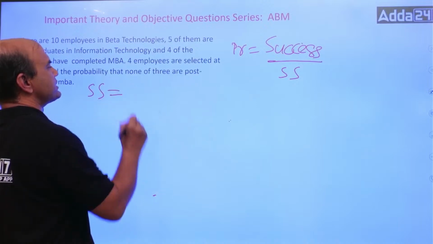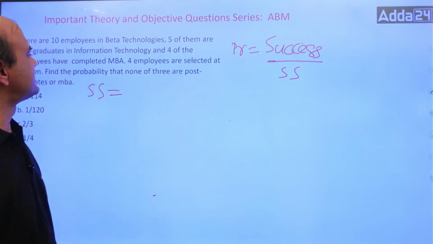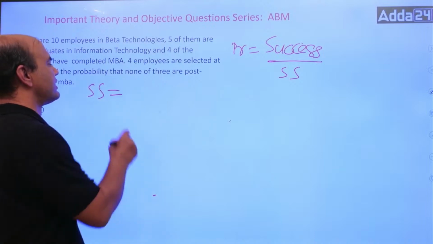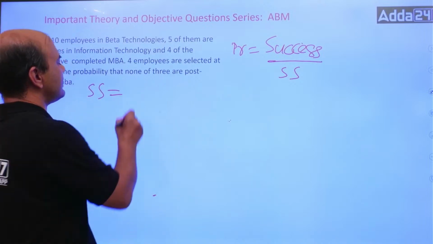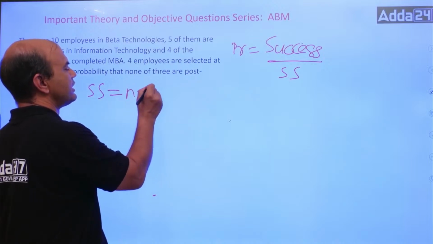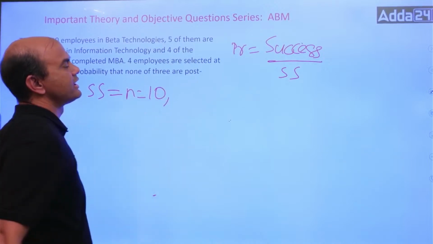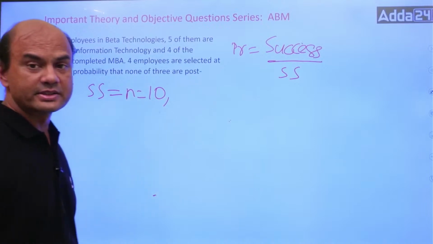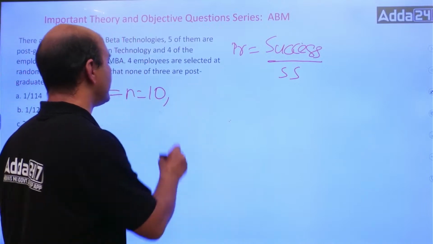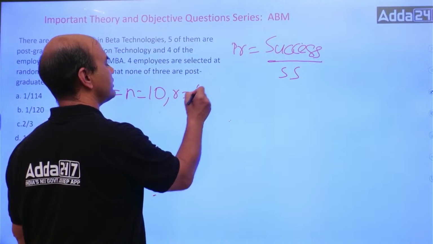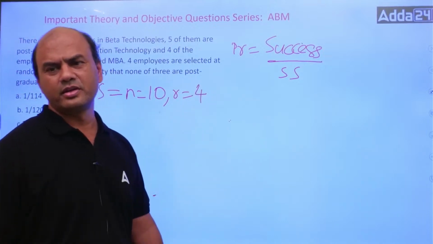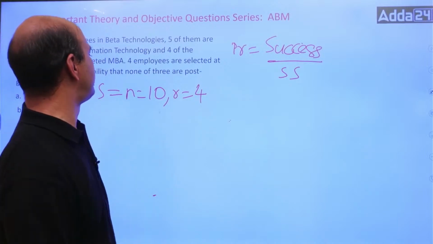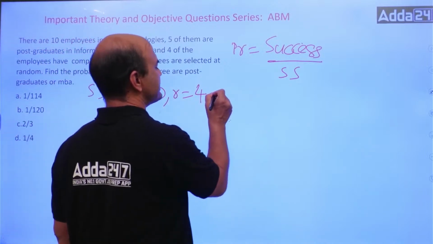Sample space equals, how many are selected? 4 employees. What is N? Total. Sample space means total. How many total employees are there? 10. So N equals 10. How many are selected? 4 employees are selected. So R equals 4. Right? So find out now 10C4.